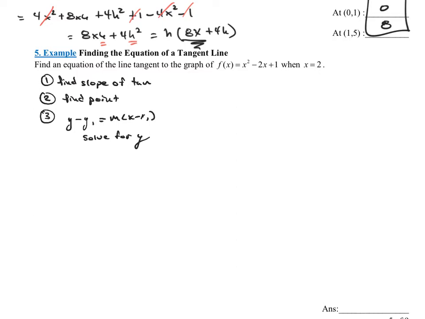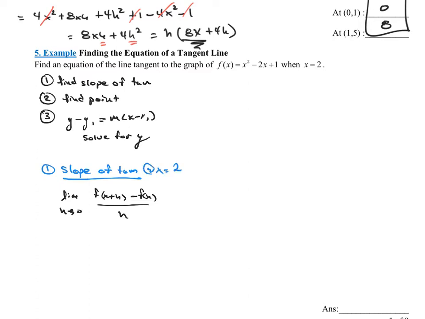Okay, so how do we find the slope? Slope of the tangent line. Step 1, slope of the tangent line. Well, we know the slope of the tangent line is the limit as h approaches 0 of f of x plus h minus f of x all over h. But we need to find the slope of the tangent line at x equals 2, very specifically. So we got to figure this out, and then we got to plug in x equals 2.